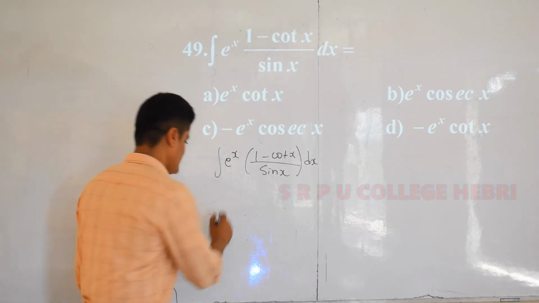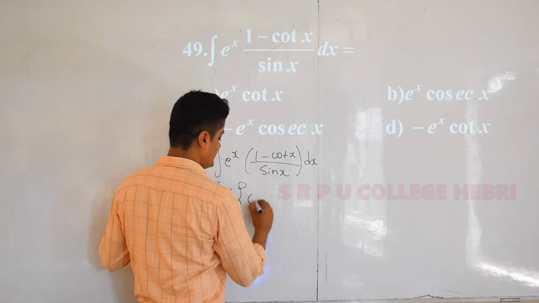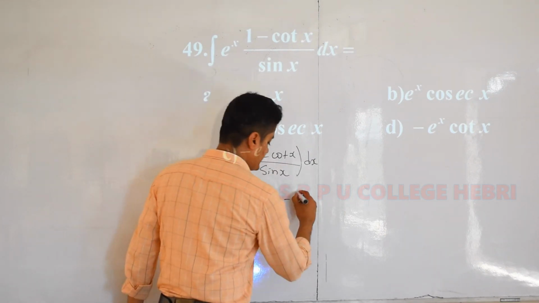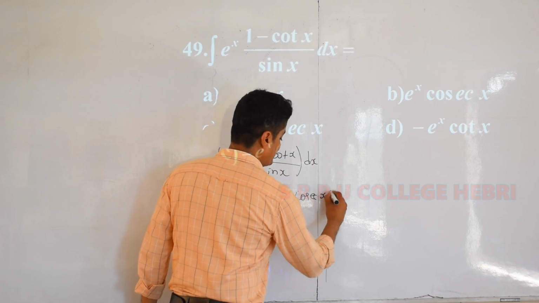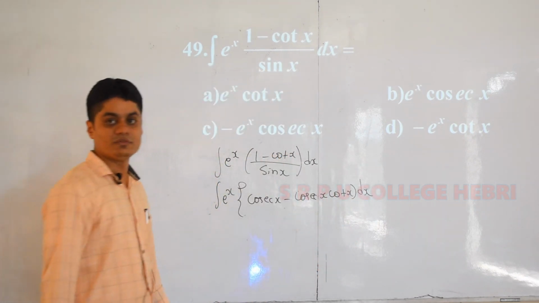Observe this carefully. E power x, don't do anything, let it stay as it is. What is 1 by sin x? Cosecant x. You write this as cosecant x. This is better. Cot x you keep as it is. Why is this better? Can you tell me why?